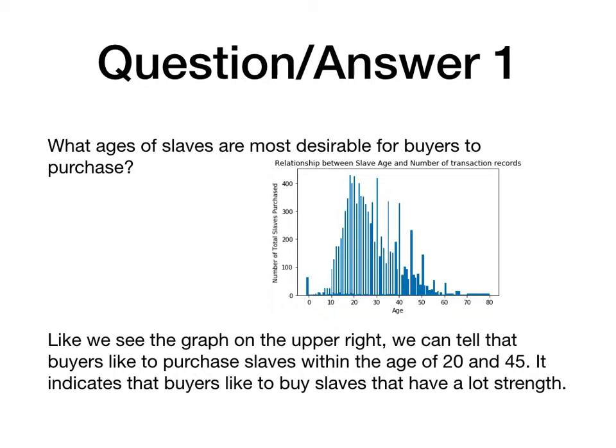Okay, so like we see in the visualizer on the upper right, we can tell that buyers like to purchase slaves within the age of 20 and 45. Why? Because during this period of time, people have most of their strength. They can do a lot of hard work. They can lift heavy stuff as well. So they're pretty popular.